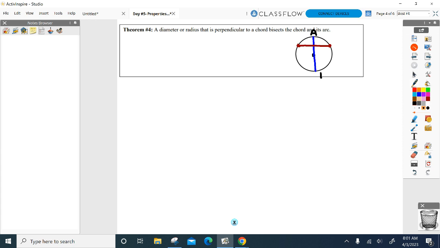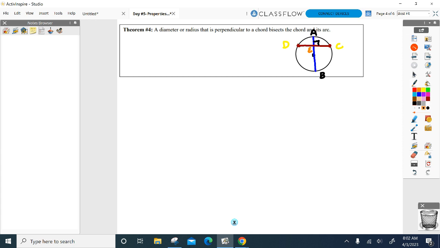So I'll have A, B, C, D, and let's say they meet at E. And here's my symbol that says they're perpendicular, little right angle symbol, right? All right. If you have a diameter perpendicular to a chord, it bisects the chord.